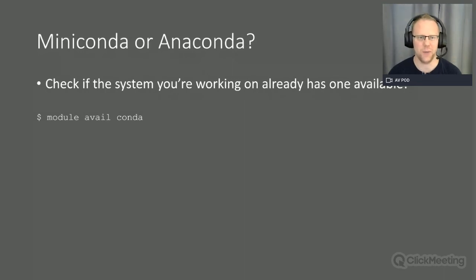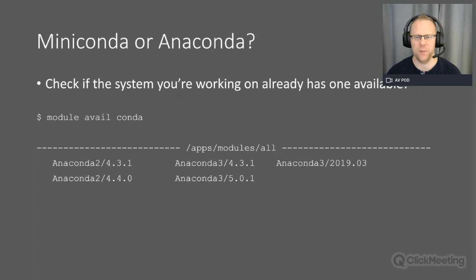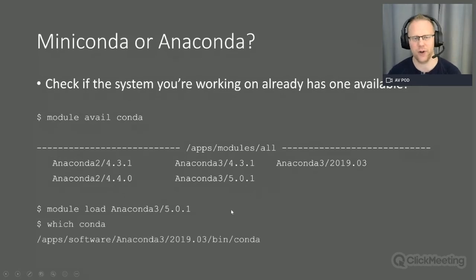On an HPC system, one way that you could see whether or not it's available is to use the module avail command and ask whether this module called Conda is available. This may throw back a list of different versions of Conda or Anaconda or Miniconda, depending on what's installed. On the system here, I'm showing that there's a few different versions of Anaconda already installed. So on this particular system, I can choose to load one of these Anaconda versions, this version 3/5.0.1. And once I do that, then Conda is available to me on the command line, and we can proceed from there.